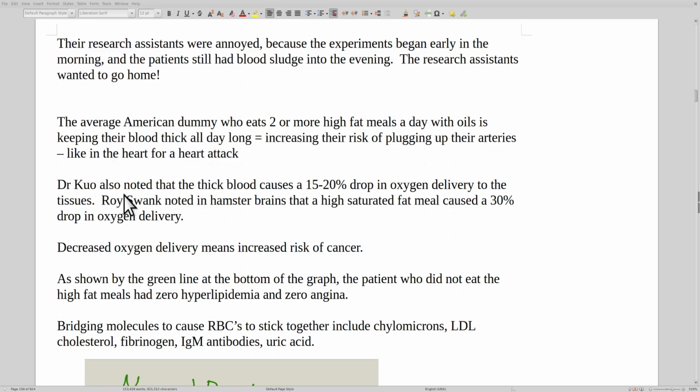We talked about this before, how Quo's research showed a 15 to 20% drop in oxygen delivery to the tissues, and Roy Swank and hamster brain noted a 30% drop in oxygen delivery. That's a big drop. Okay.